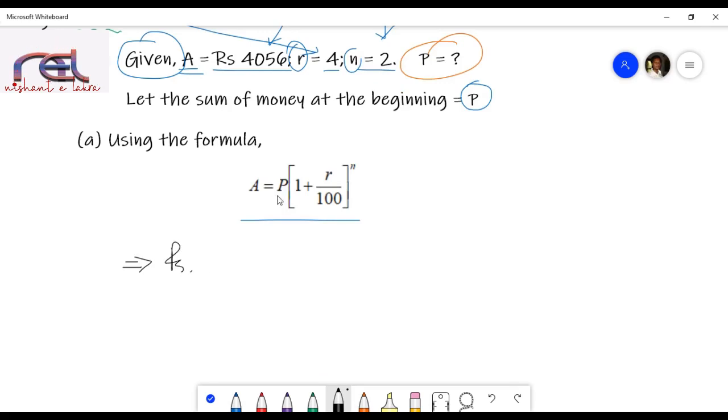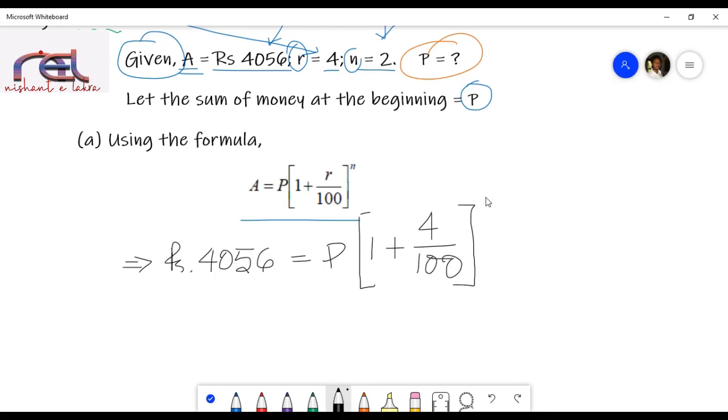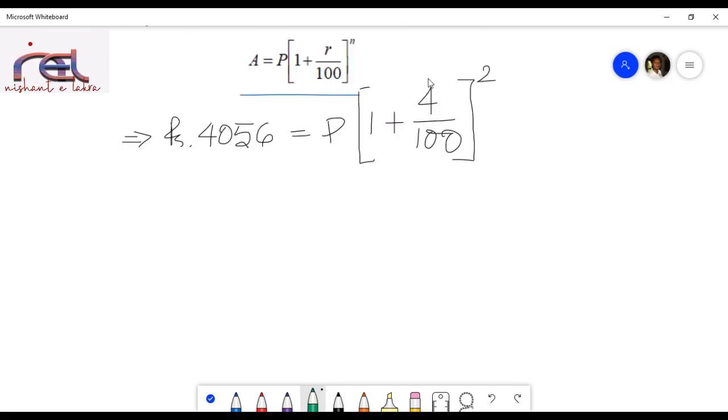Amount is given, that is 4056, and time is mentioned as 2 years. So this is what we get after replacing the values. I will again help you to understand how to solve 1 plus 4 by 100 using the LCM method. By default, the denominator is 1, LCM is 100. 1 into 100 is 100, and 100 will multiply with the numerator's value, that is 1. We get 100 plus 100 into 1 is 100, and 4 into 1 is 4.